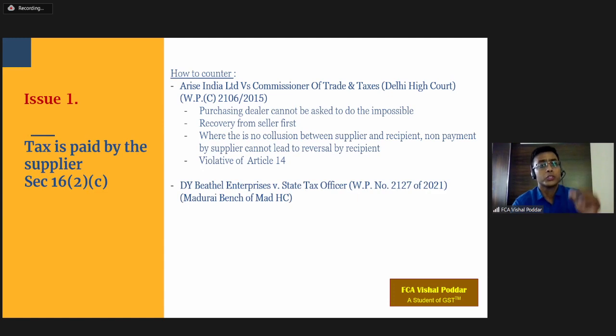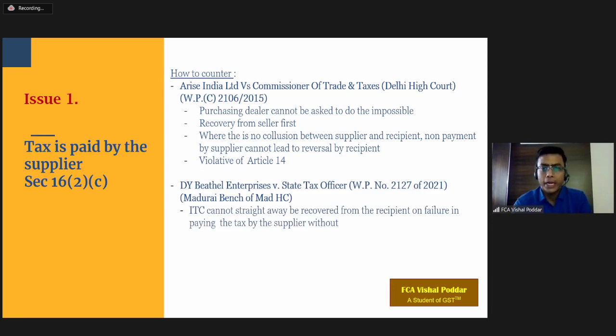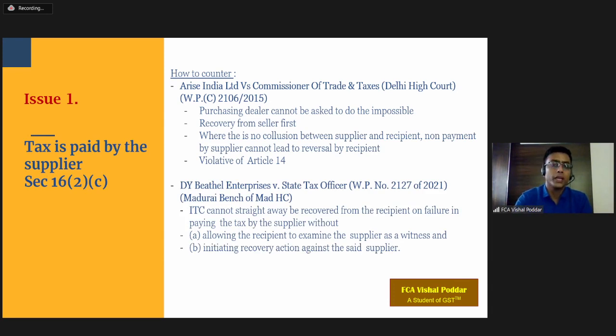The other landmark decision, which is of the GST era, is of D.Y. Bithal Enterprises by the Honorable Madurai Bench of the Madras High Court. It has again said that ITC cannot straight away be recovered from the recipient only because the supplier has not paid tax, without allowing the recipient to examine the supplier, and also without initiating a recovery action against the supplier. So, similar to the Arise India case, in D.Y. Bithal's case too, the High Court has said that you are first supposed to take action against the supplier, and also you have to prove that there was some type of collusion between the buyer and the seller. Then only could the buyer be held responsible and punished by being asked to reverse the credit. Otherwise, you cannot compel the buyer to reverse the credit.